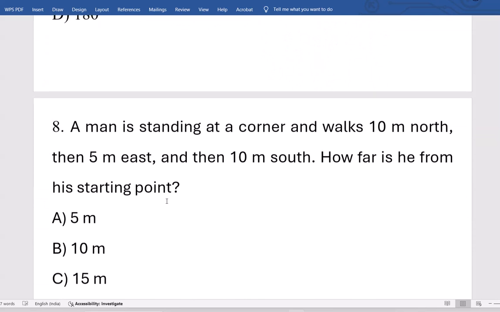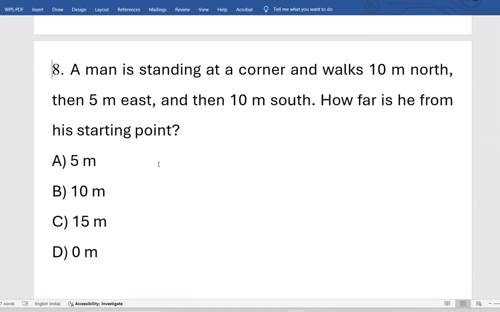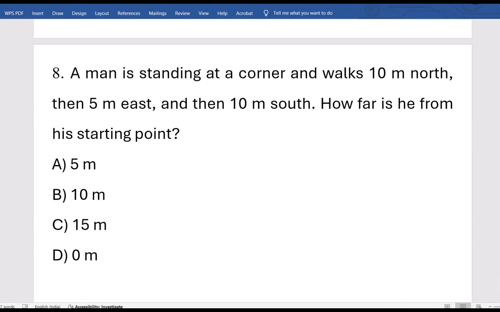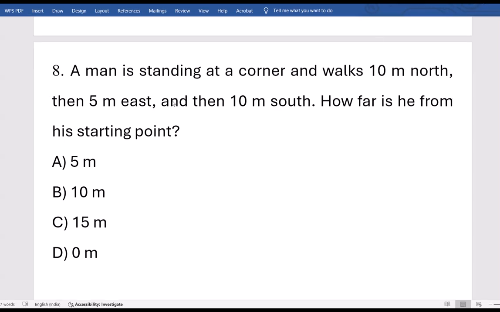Now a directions related question. Reasoning. A man is standing at a corner and walks 10 meters north, then 5 meters east, then 10 meters south. How far is he from his starting point? 5 meters. No need to draw the diagram. 10 meters north, 5 meters east, 10 meters south. North and south are opposite, values also same, we can cancel. Directly from the starting point, you are 5 meters.